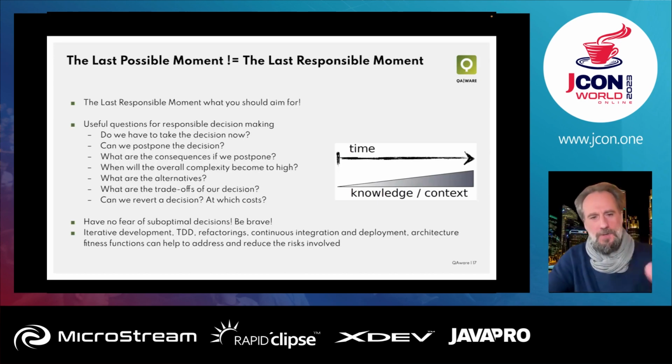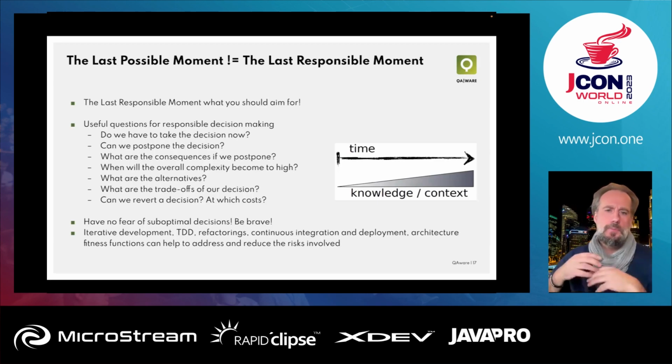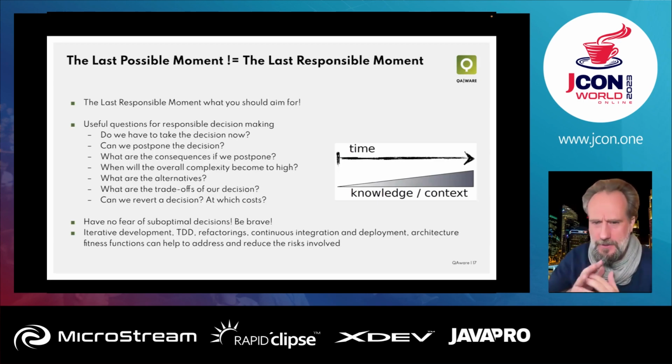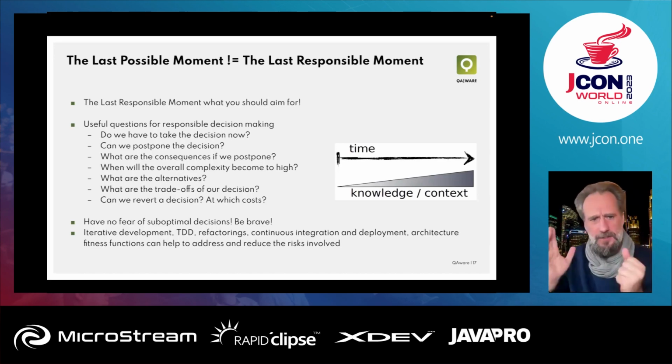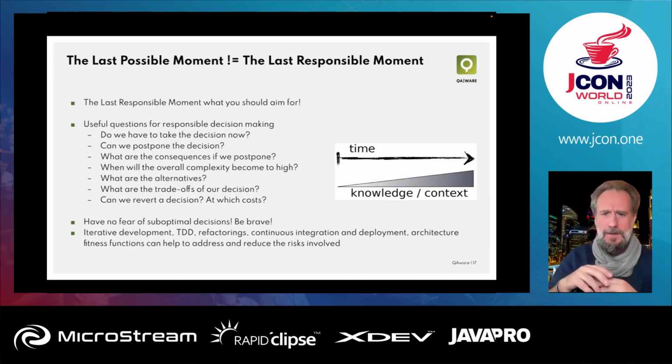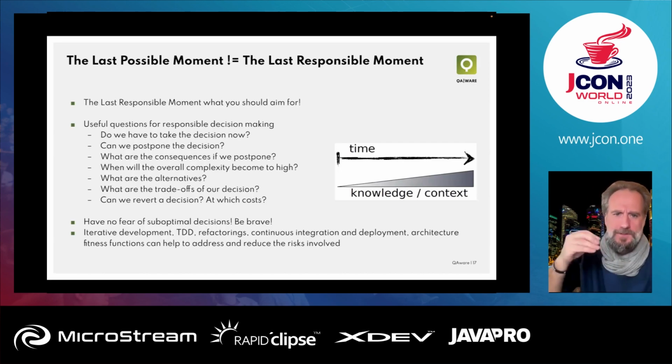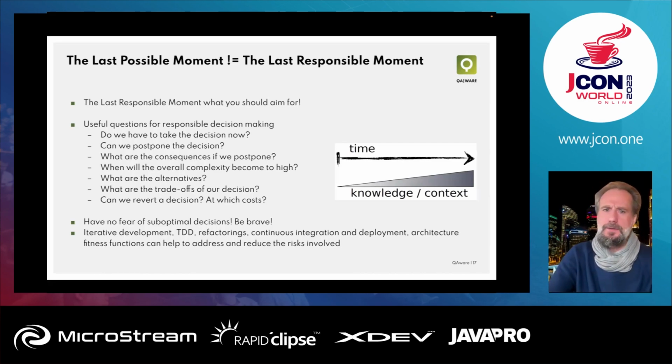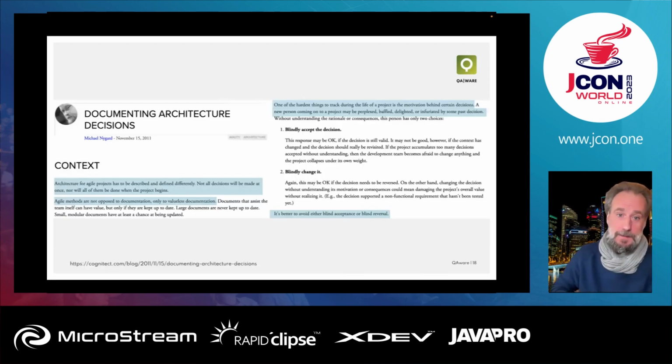And if you do proper agile iterative development, and if you do test-driven development, and if you apply refactorings and continuous integration and deployment, and apply architecture fitness functions, which I will show you later, then this will definitely help to reduce the risks involved in taking a decision. Okay, so don't fear decisions, just make them properly and document them. So that's the next bit.